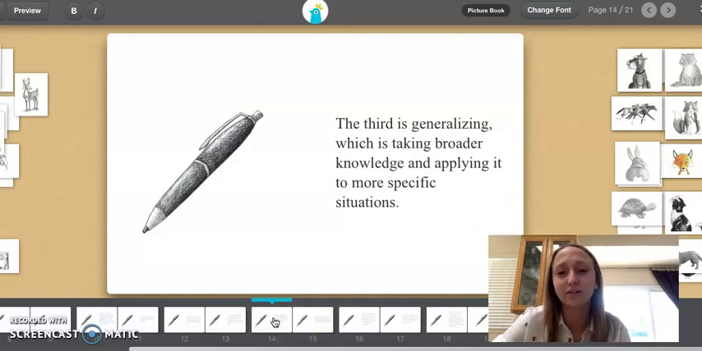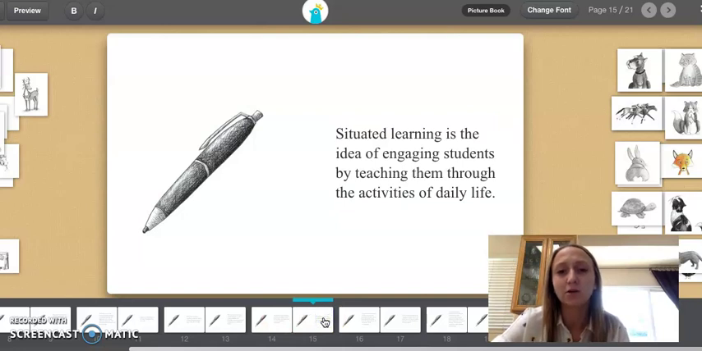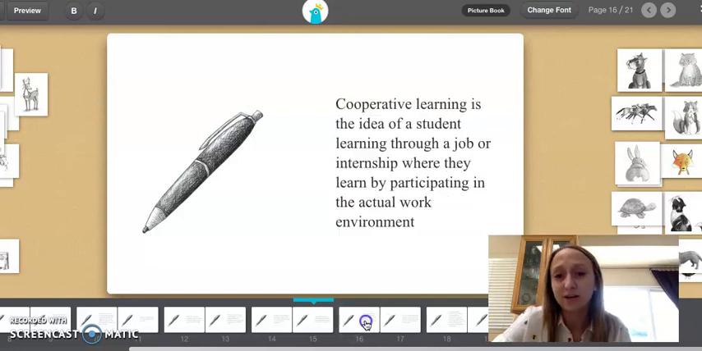So the third is generalizing, which is taking a broader knowledge and applying it to more specific situations. So yeah, that's a bit about transfer of learning. And then on to situated learning, which is the idea of engaging students by teaching them through the activities of daily life. So they're learning through where they're situated.